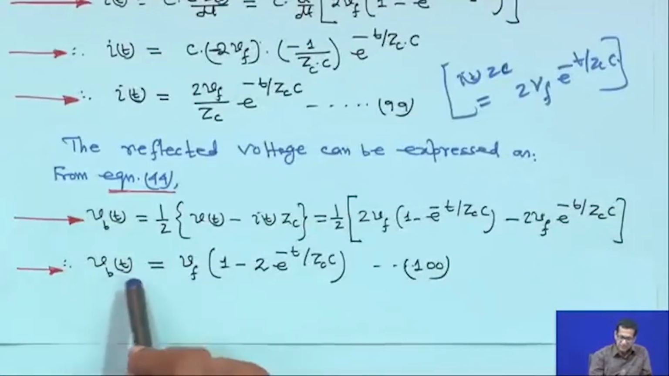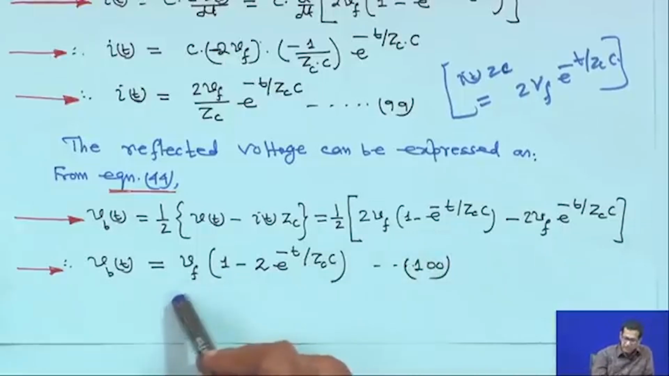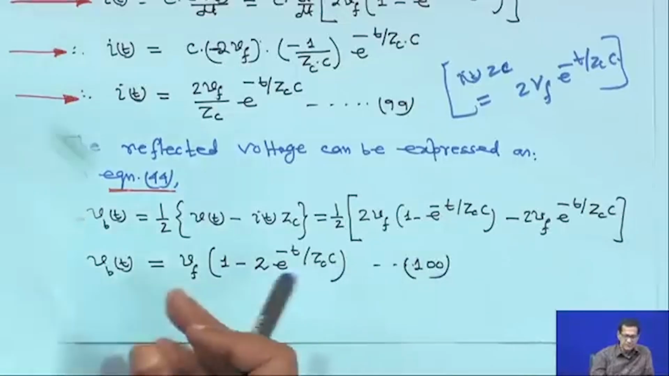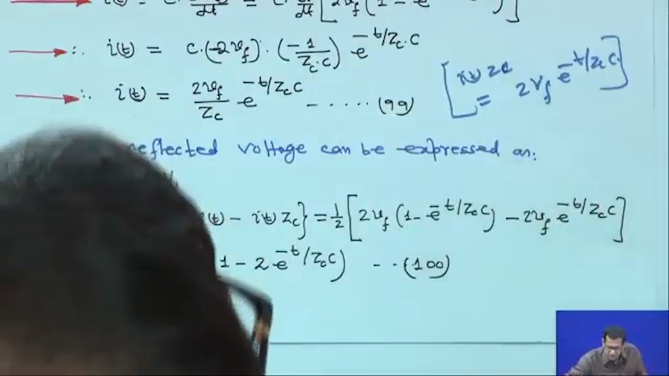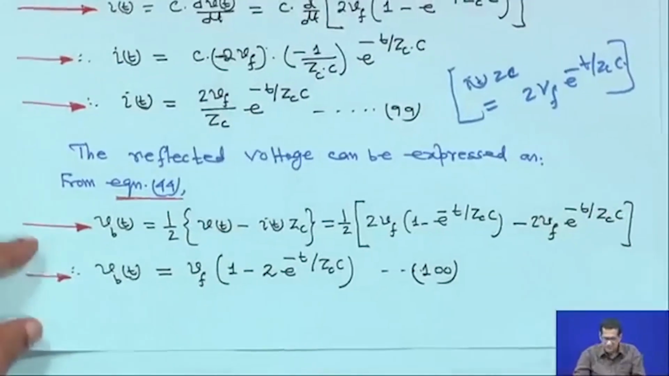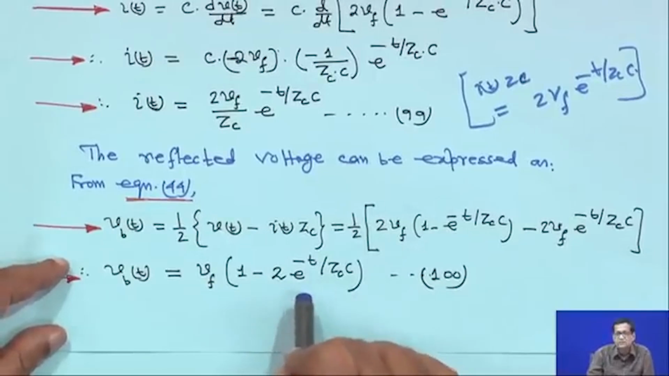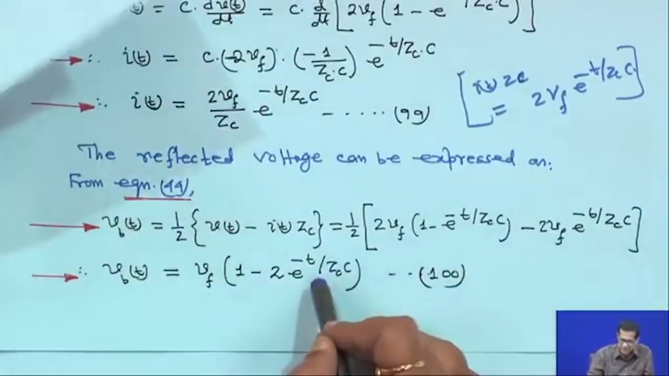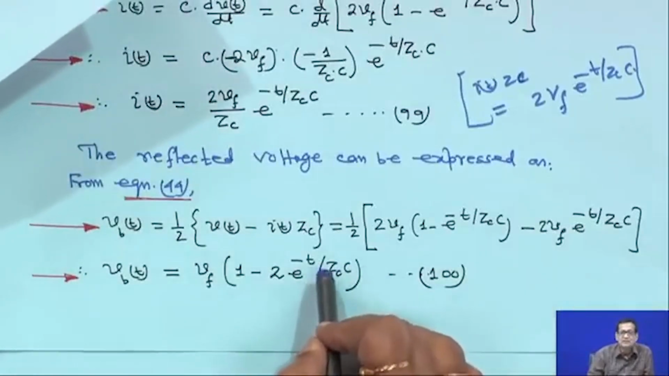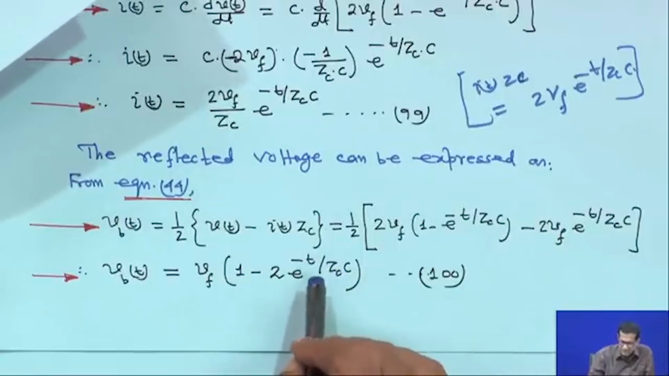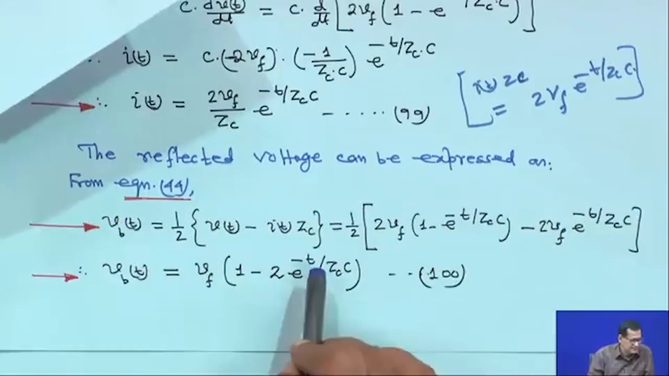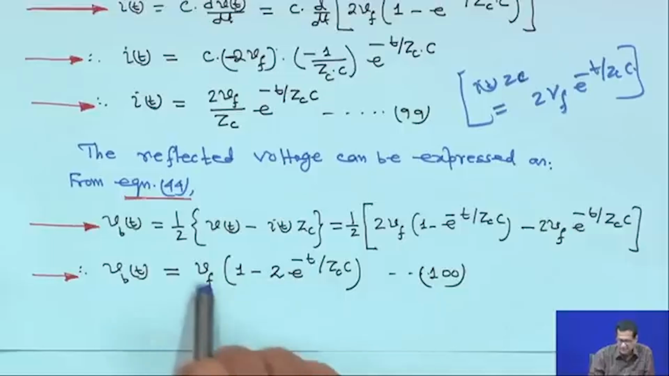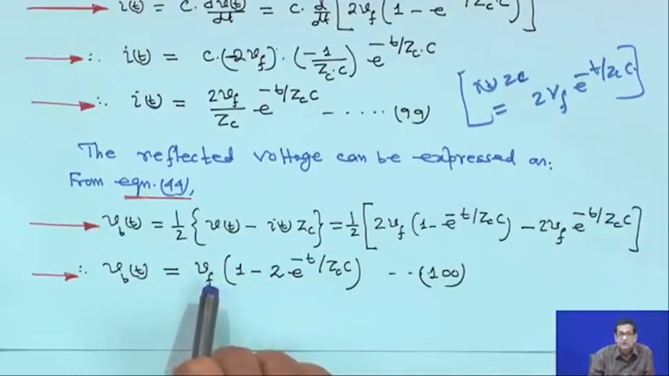That means, upon simplification, Vbt is equal to Vf times (1 minus 2 e to the power minus t upon Zc into C). This is equation 100. Therefore, if you look into this, we can interpret it for any value of t. Suppose, for example, t is equal to 0. Then it will be 1 minus 2, so Vbt is equal to minus Vf.